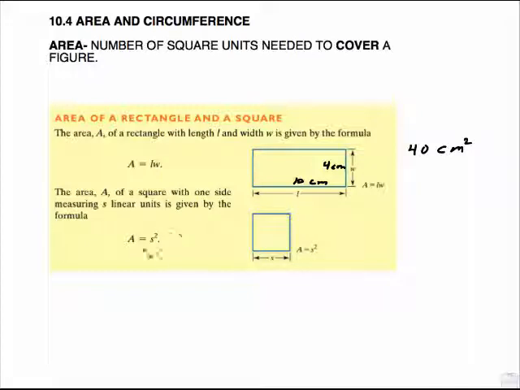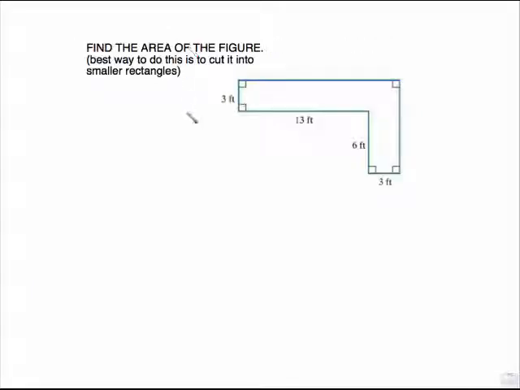A square is given by this, area equals s squared. You could still think length times width. It just so happens that these two sides are the same, and that's why the area of the square is s squared. So if this is 7, then our area is 7 squared, which is 49, let's say this was centimeters, 49 square centimeters.